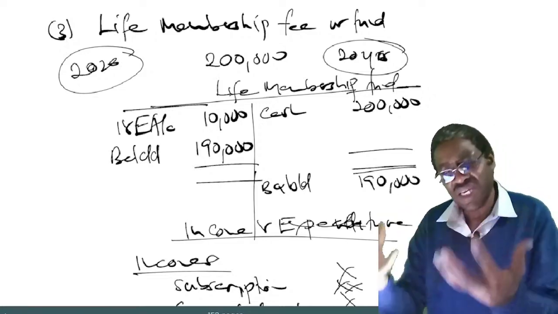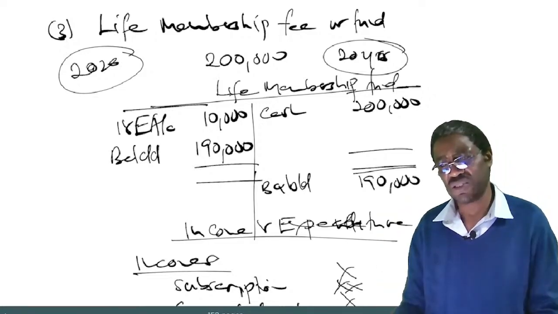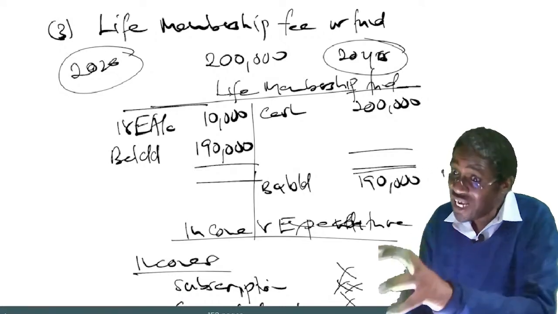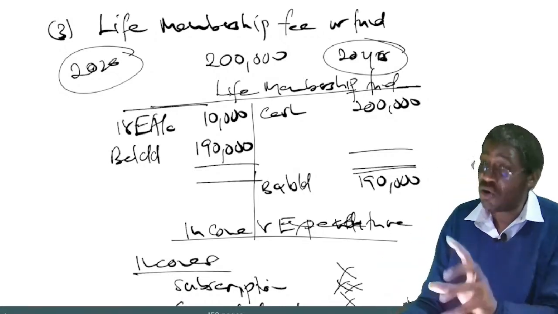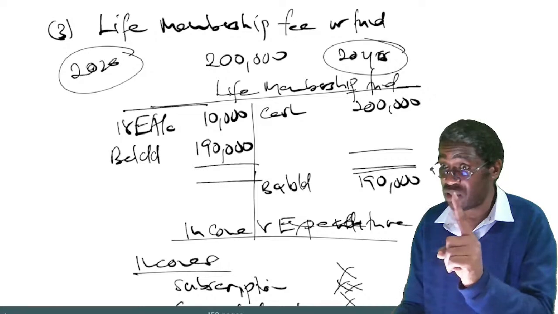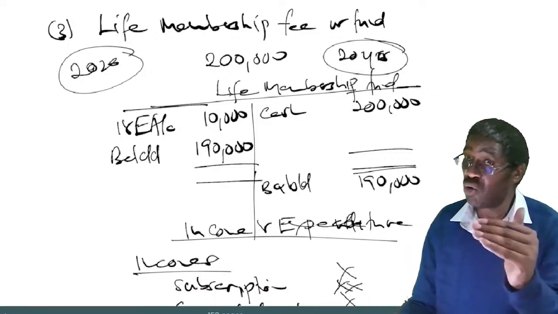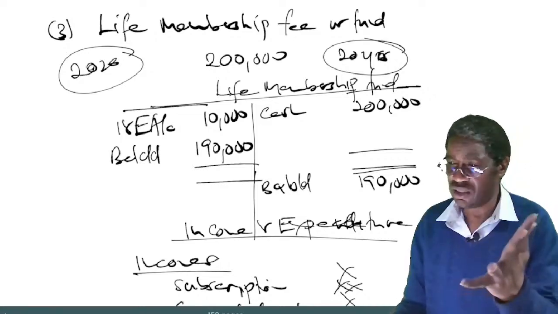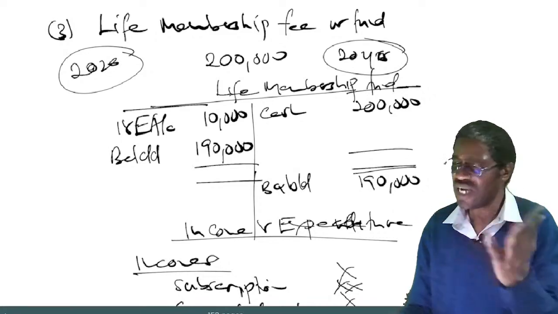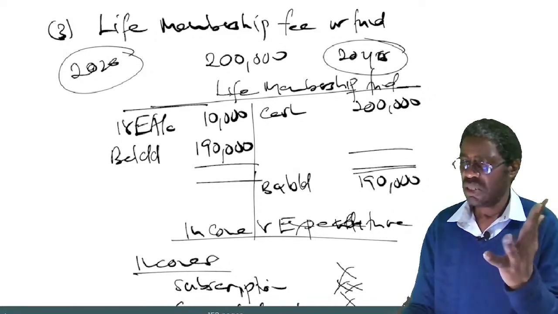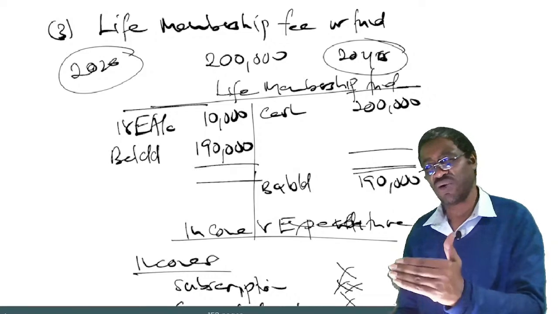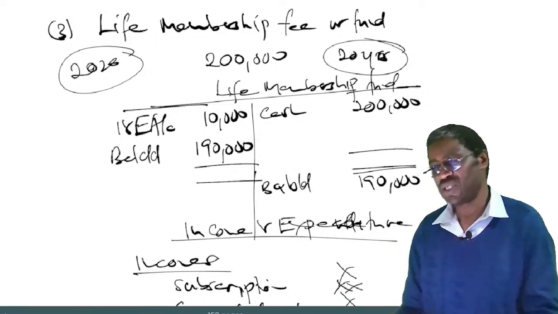Then in the second year, again, you transfer another how much? In the second year again, we still have a liability. We still owe our members. By end of year one, we owe them 190. It's a liability, because they can ask for a refund. Which means by the beginning of year two, we owe them 190.